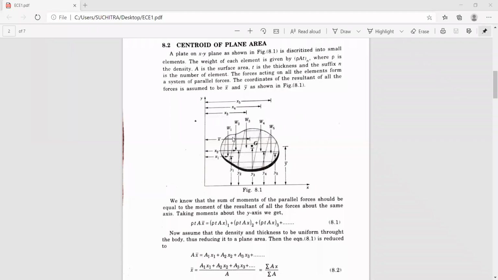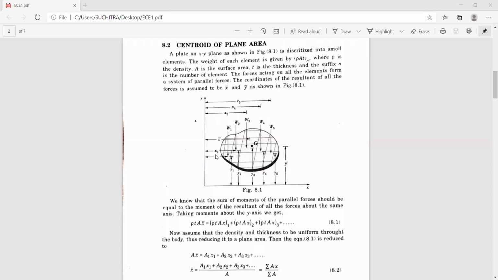W is nothing but the algebraic sum of all the individual forces, that is W1, W2, W3, W4, W5, and it acts at the center of this plate, which is called the geometric center. You can see here it is designated by a letter G. So this point is known as the resultant of all these weights, and it acts at the center of this figure.